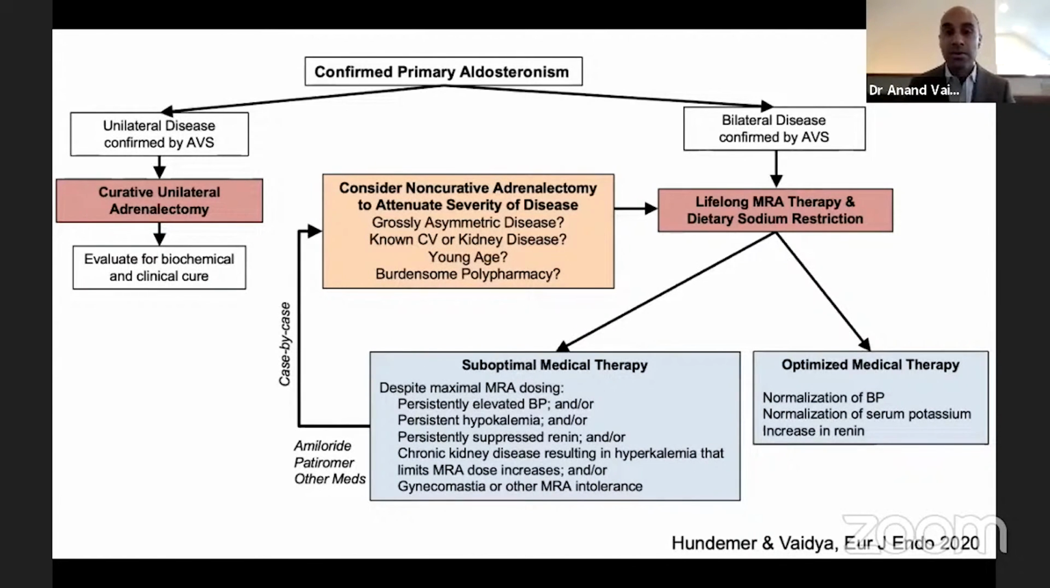And this has been shown to also significantly improve blood pressure, potassium, and renin. And I would consider this if the patient has grossly asymmetric disease, one side looks bigger or is making more aldosterone, they have substantial cardiovascular or kidney disease, they take so many pills or medications that adding more is not beneficial, or they're very young. And if you do this, you're going to improve the clinical features, but you still will need mineralocorticoid receptor antagonist therapy. Hopefully the doses will be more tolerable and lower.